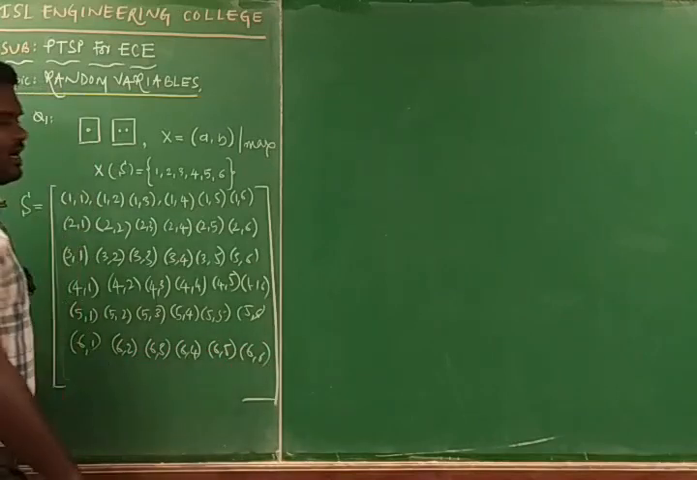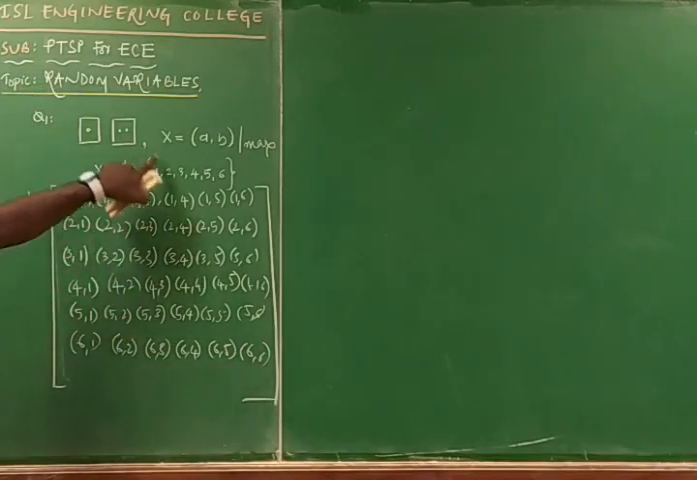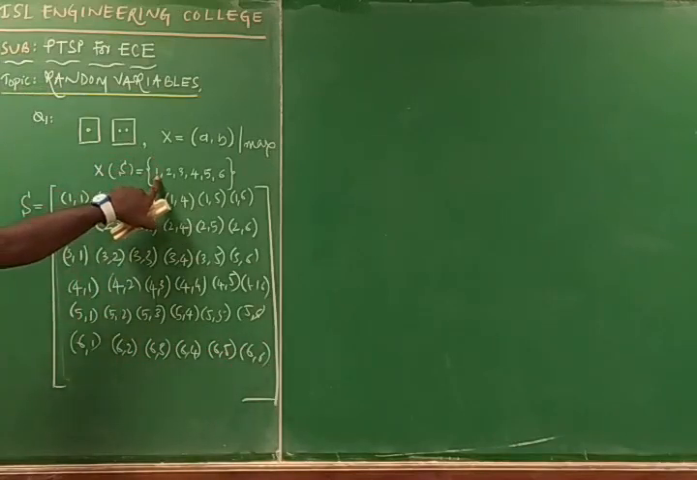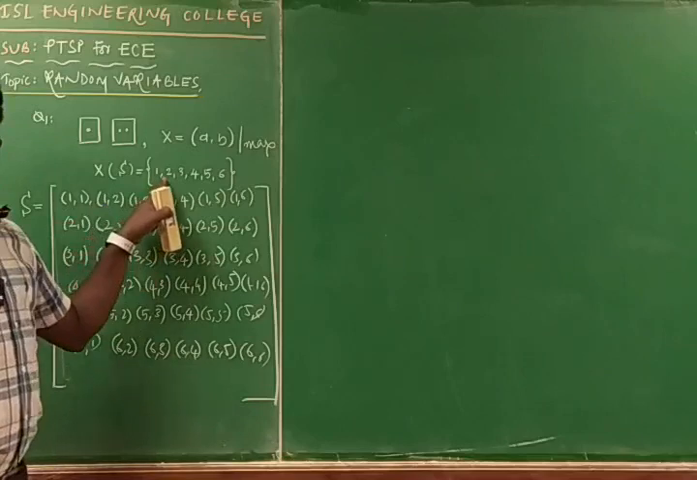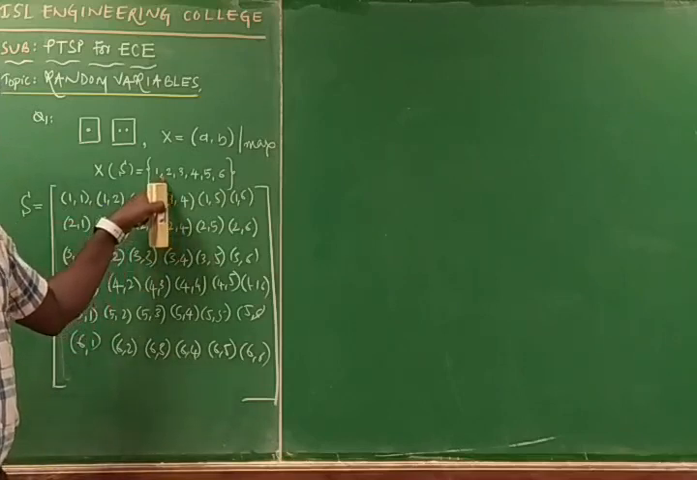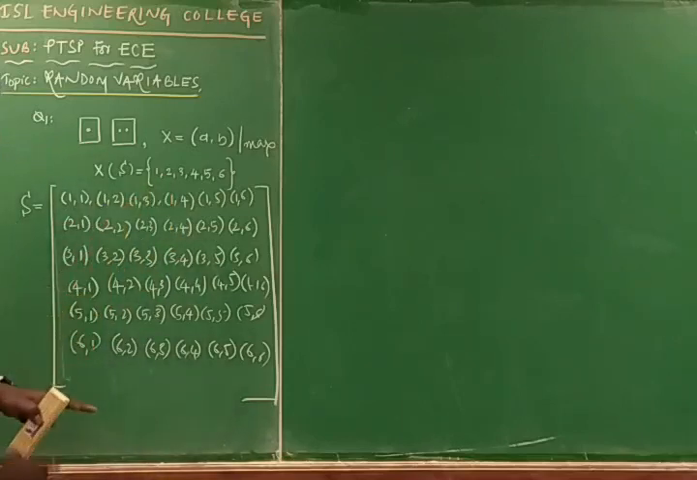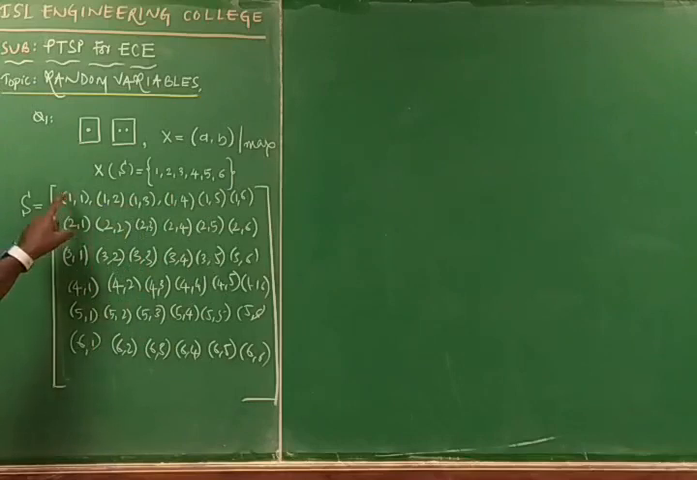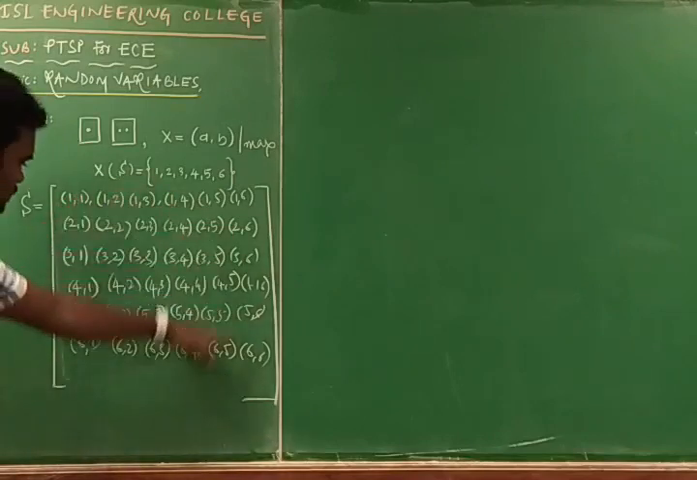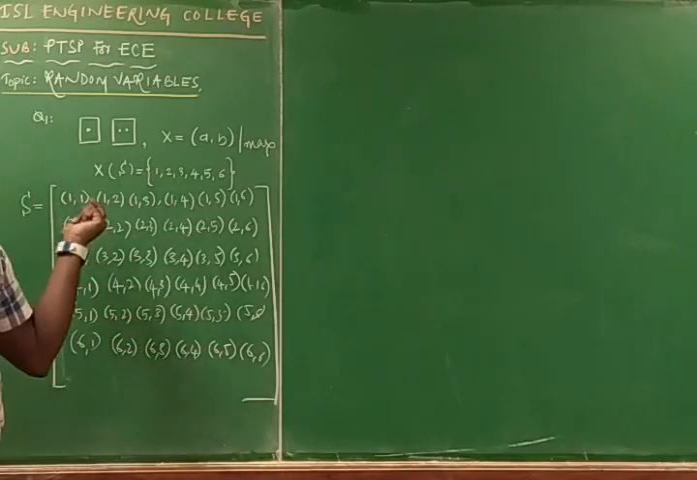Now we need to find out X equal to 1, that means the probability of 1. The sum has to be 1. Next one, the probability of 2. That means the sum has to be 2. We need to identify the numbers whose sum is 2. 1 plus 1, this is 2. Other than this, we cannot find any set that has the sum of 2.